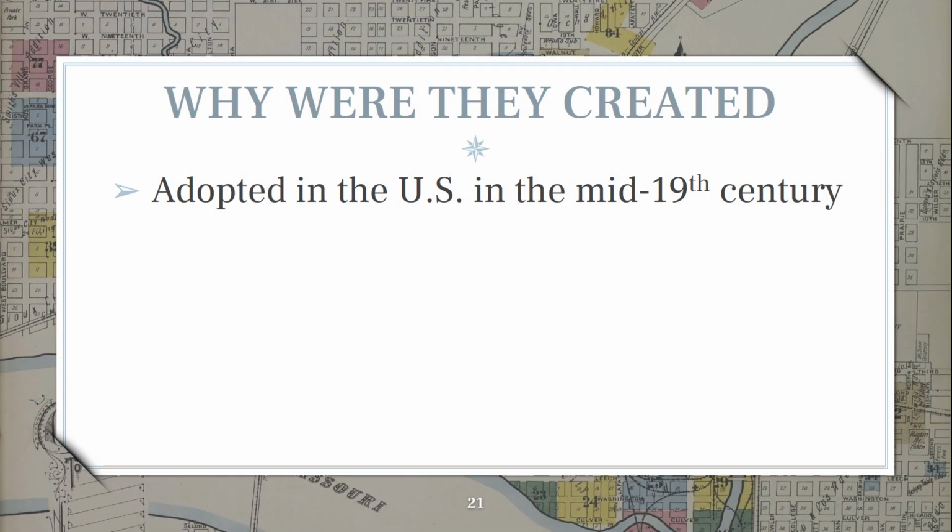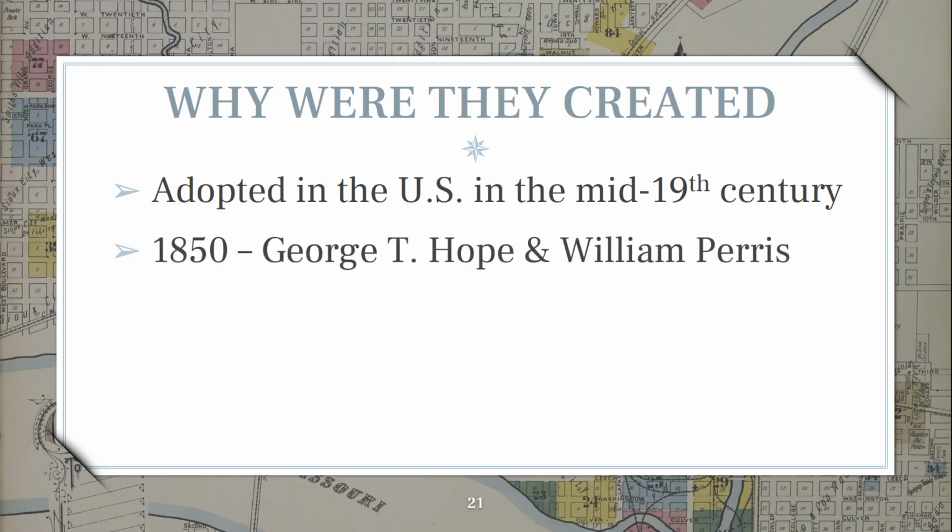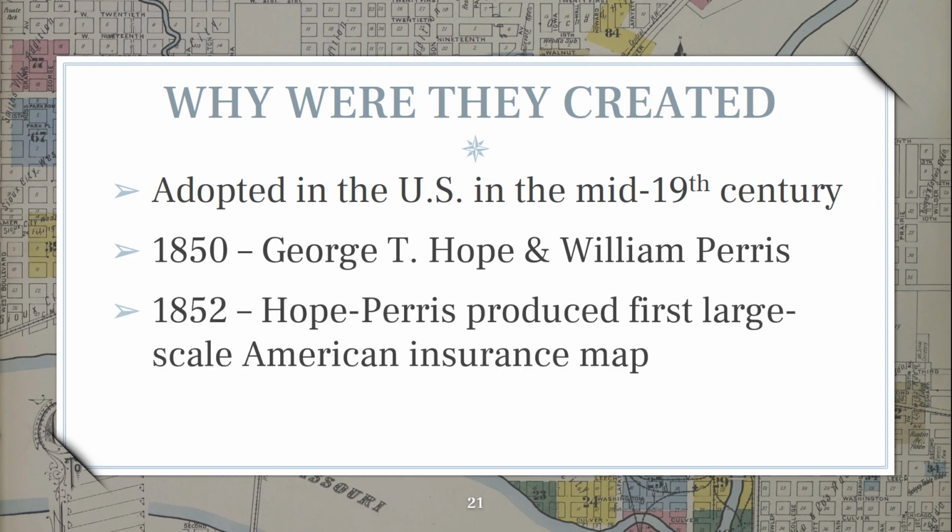The American fire insurance industry dates to the mid-18th century, and American fire insurance maps were adopted in the mid-19th century. In 1850, George T. Hope, Secretary of the Jefferson Insurance Company of New York, decided that large-scale maps would be useful in calculating fire insurance risks. He gathered a committee to direct the project and hired William Perris, an English engineer, to survey and produce the maps according to the committee's standards. The Hope-Perris map of 1852 may be the first large-scale map made in America specifically for fire insurance underwriting.